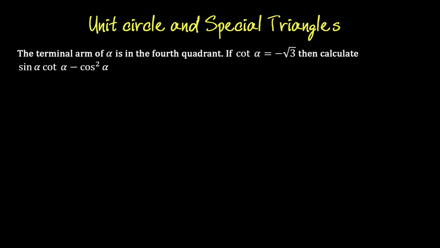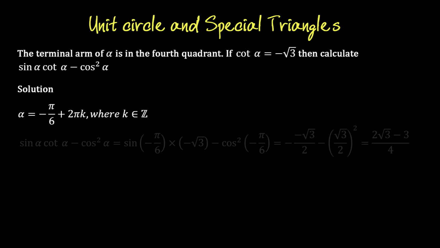The terminal arm of alpha is in the fourth quadrant. If the cotangent alpha is equal to the negative square root of 3, calculate the sine alpha cotangent alpha minus the squared cosine alpha. Solution. Since the terminal arm of alpha is in the fourth quadrant and the cotangent alpha is equal to the negative square root of 3, the angle is negative pi divided by 6 plus 2 pi k, where k is a whole number. Therefore, sine alpha is equal to the negative 1/2, and cosine is equal to the square root of 3 divided by 2. Substitute the values and simplify the expression.